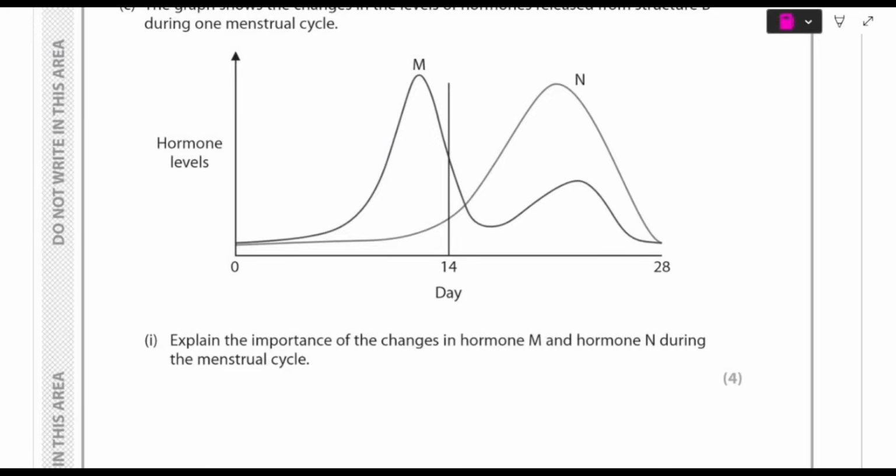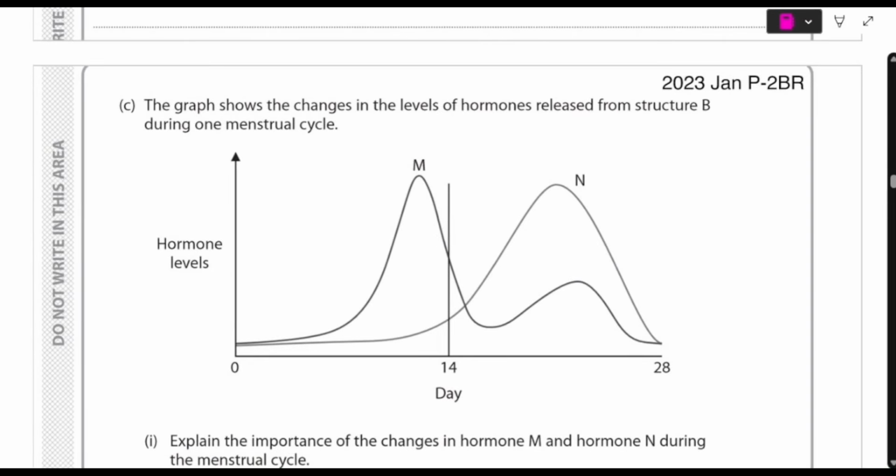Before LH, estrogen is released, and after LH, after day 14, progesterone is released. So we can see immediately before it is the peak and immediately after it is another peak. So this one, M, is estrogen and N is progesterone. Both of these hormones are released from the ovary.